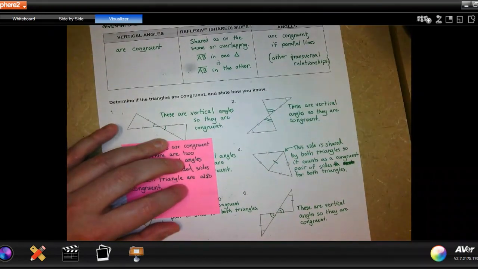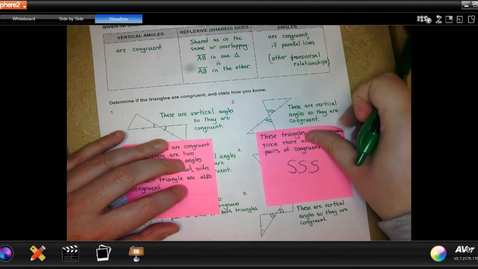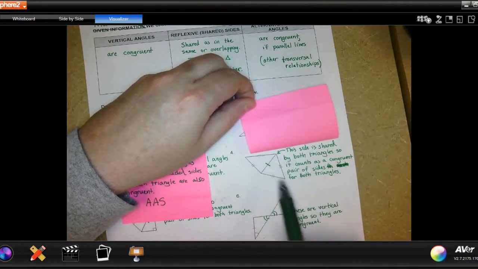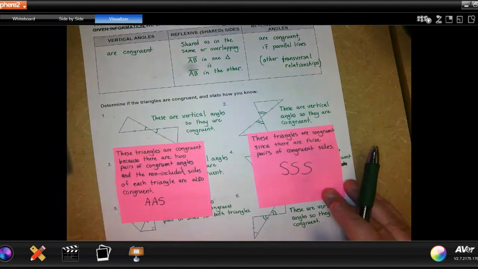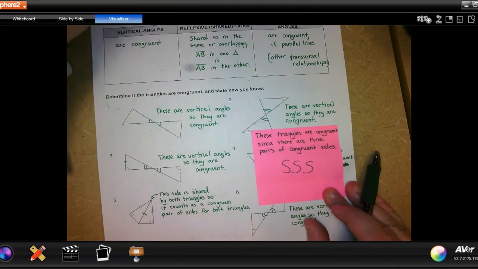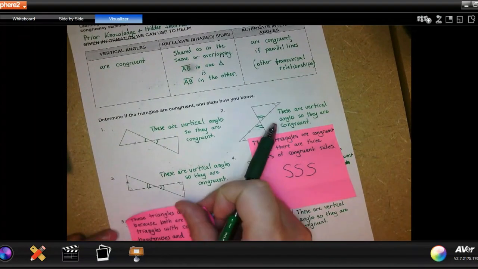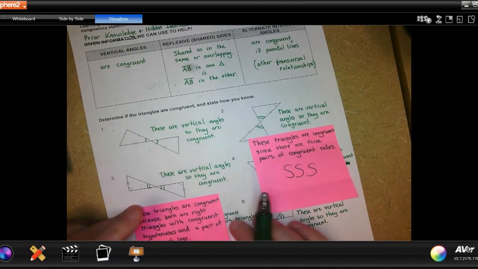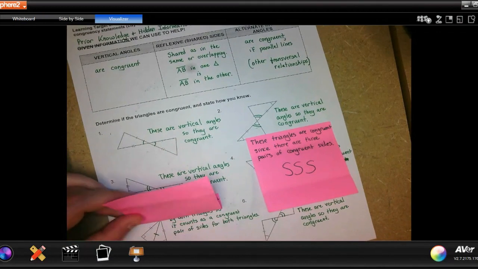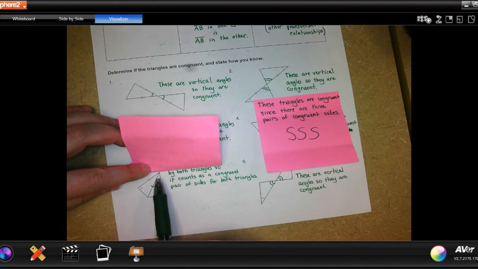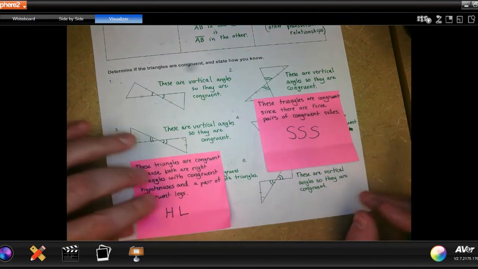Number 4. This is an example of side, side, side. We have 3 pairs of congruent sides. Number 5. This is an example of HL, hypotenuse leg. So we have right triangles, and then we have the shared hypotenuse and 1 pair of congruent legs.